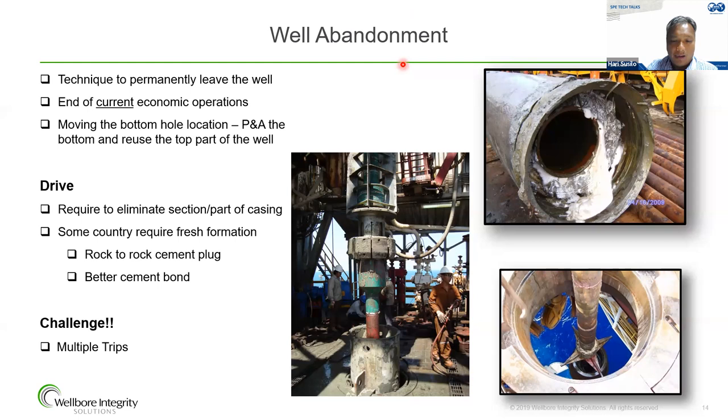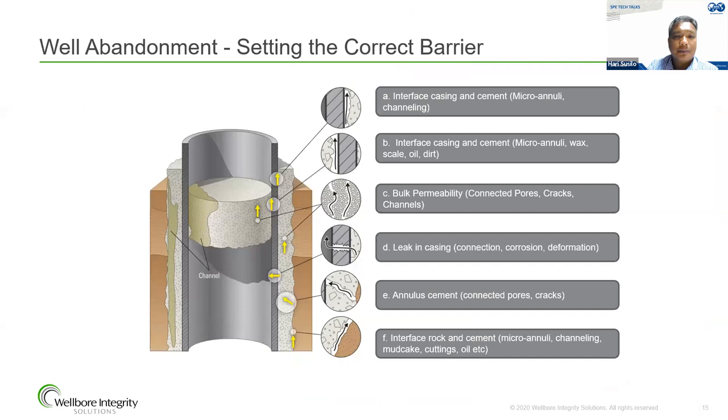Right, so next, just to give you an idea on well abandonment, we need to set the correct barrier. These are the types of issues that happen on particular wells, for example, the interface between casing and cement, micro-annulus channeling, also scale dirt so the cement bond is not good enough, and also permeability, pores, cracks and channels. Some areas have a leak in the casing connection or casing deformations, and also annular cement, which directly impacts the abandonment operation.